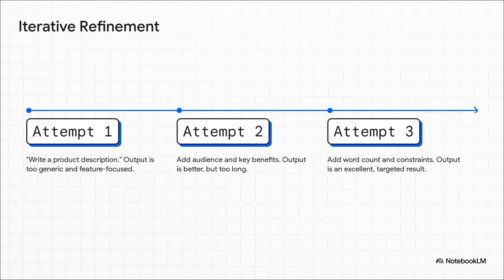Your first try, write a product description, comes back way too generic. So what do you do? You don't give up. You use that output as a clue. For round 2, you add the audience and you tell it what to emphasize. Okay, now it's better, but it's too long. No problem. For the 3rd attempt, you add a word count and tell it to focus on benefits. And boom, you get an excellent result. Each step is just a refinement, a little back and forth that gets you closer to exactly what you want.